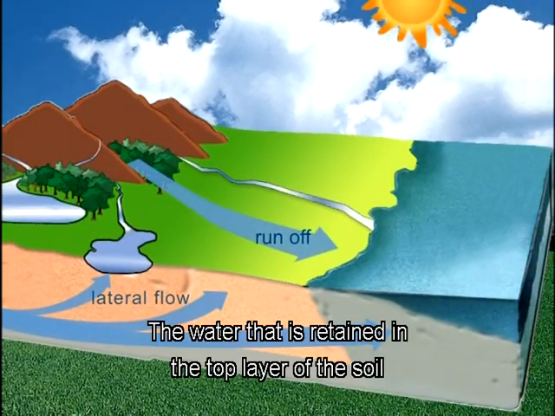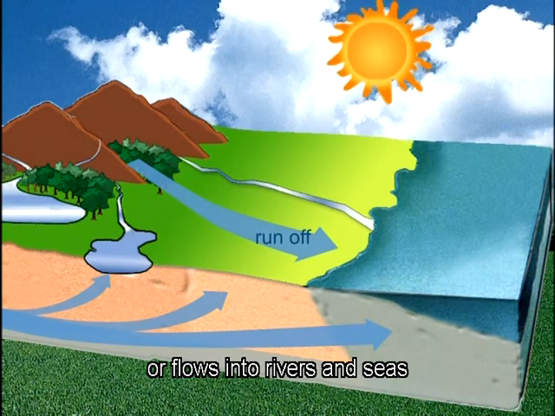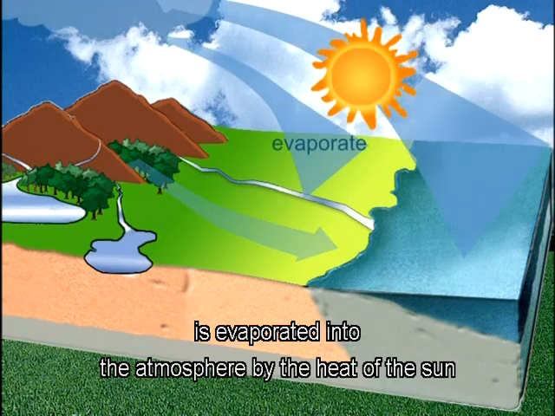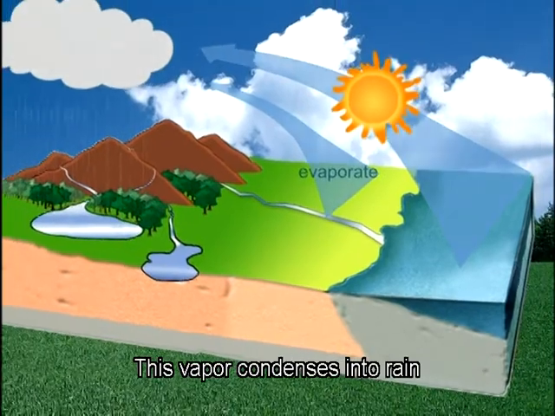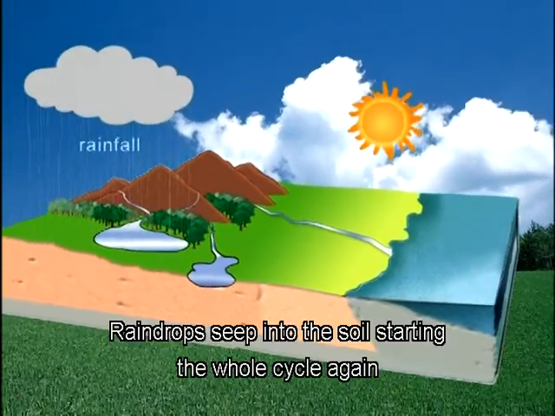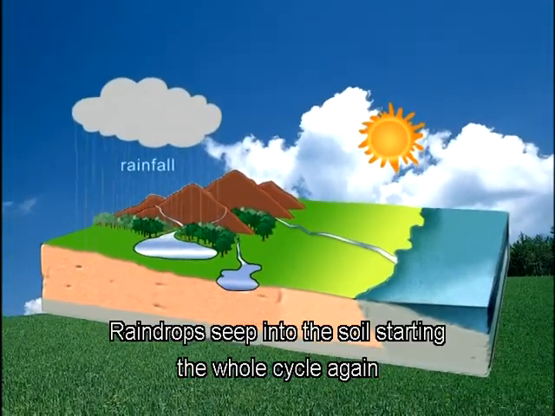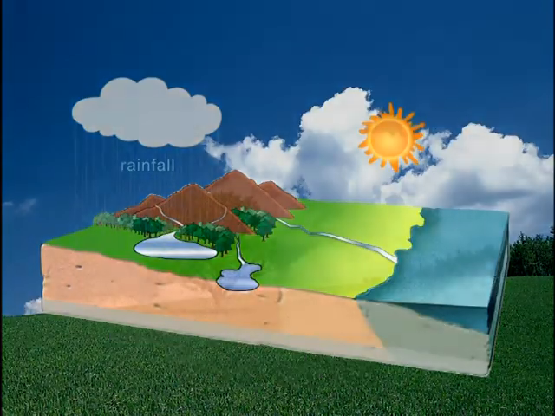The water that is retained in the top layer of the soil or flows into rivers and seas is evaporated into the atmosphere by the heat of the sun. This vapor condenses into rain. Raindrops seep into the soil, starting the whole cycle again.